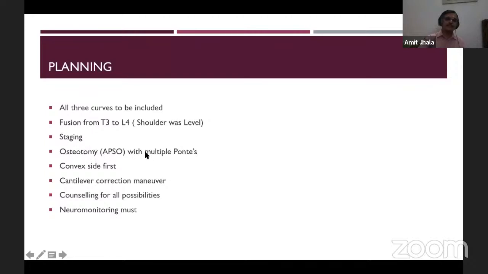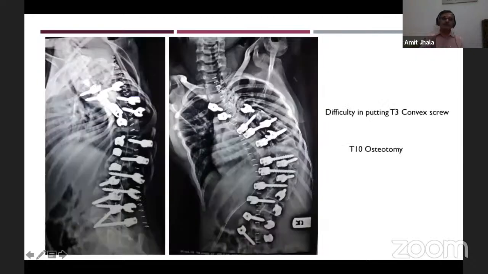I plan for an APSO with multiple contis, convex side first, instrumenting, cantilever type of correction, counseling for all possibilities, and neuromonitoring a must. So these are all the routine things that I do for all these rigid curves. So in the first stage, I just instrument and release all the facetectomy. I do contis and put in all the screws. I was not able to put the screws in T3. It's difficult to put on the convex side, and I just did not put the screws here for a T10 osteotomy at a later stage.